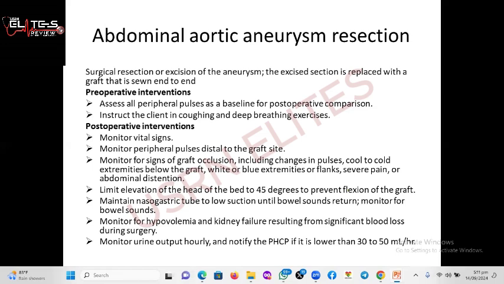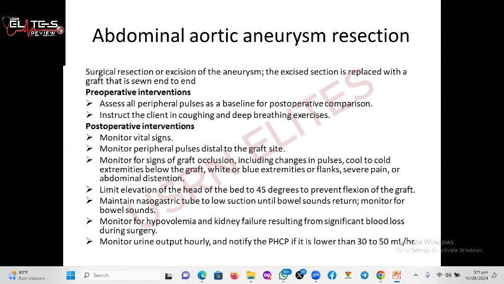And if there is occlusion, there are changes in pulses and cold extremities. Like I was saying, if the extremities are not getting enough blood supply, there is some form of coldness around the area. That tells you that there is some form of occlusion.